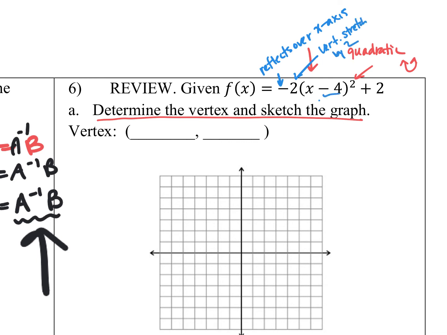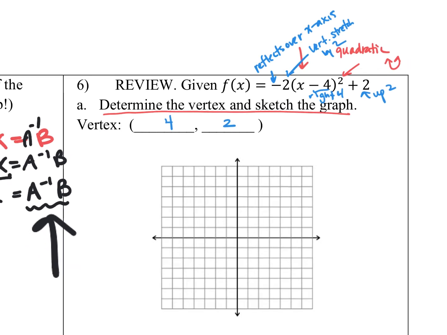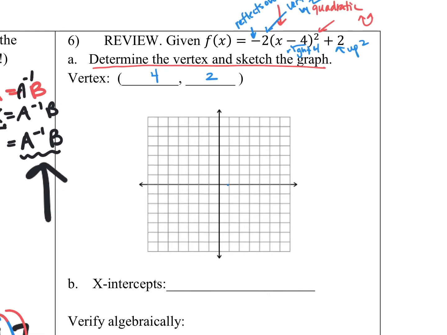We are shifting to the right 4 spaces because it's going to subtract 4 from every input, so we need to increase our x values, and it's going to go up 2. So that right 4, up 2 is actually helping with our vertex. It would be at (4, 2). So to sketch that, 1, 2, 3, 4, up 2.